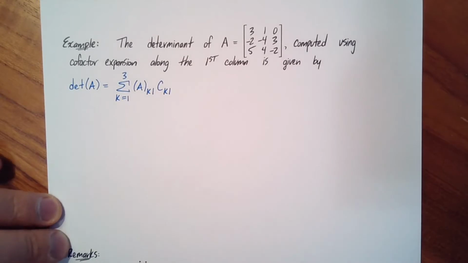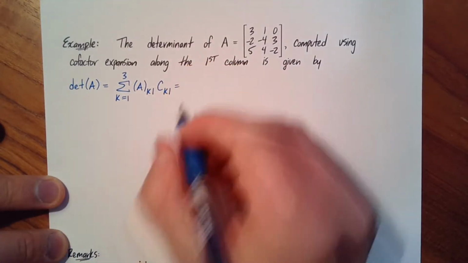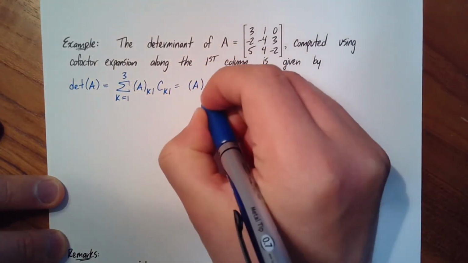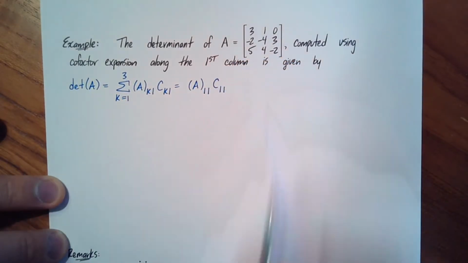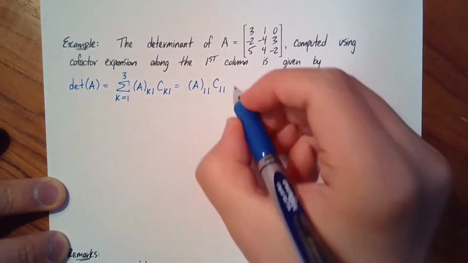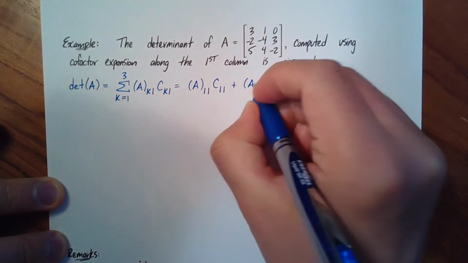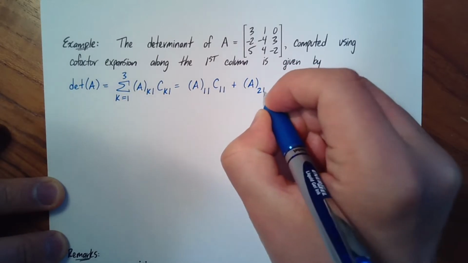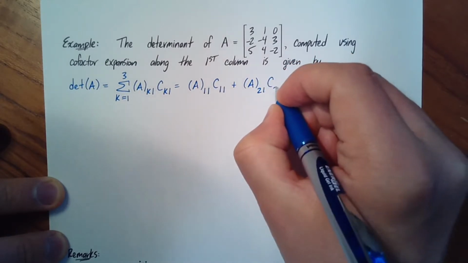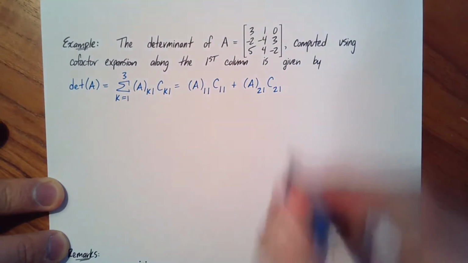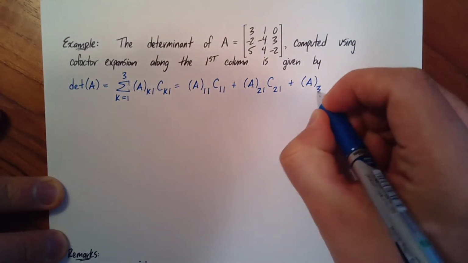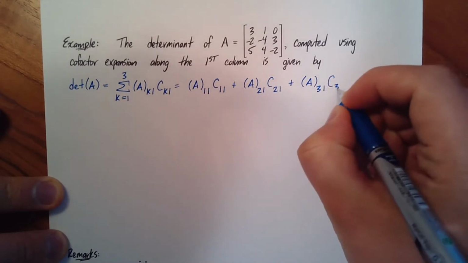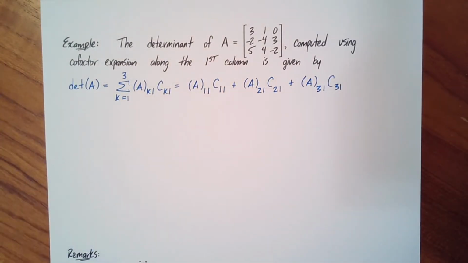Okay, so when k is equal to 1, we're going to get the entry from A in the first row, first column, multiplied by the corresponding cofactor. Then now plug in k equals 2. We'll get the entry from A in the second row, first column, multiplied by the corresponding cofactor. And then we'll do the same thing for the entry in A in the third row, first column, multiplied by the corresponding cofactor. Okay, so that's our first step. We just expanded the sum.